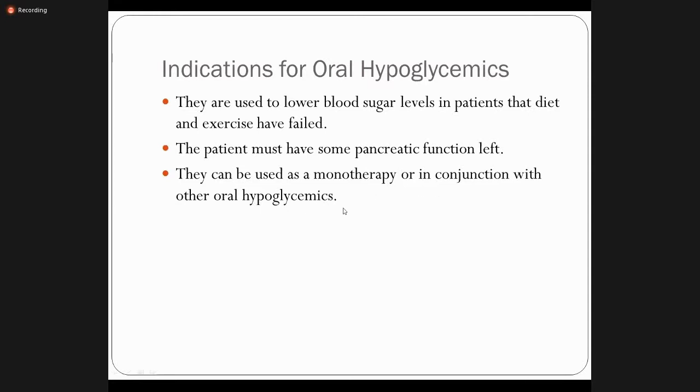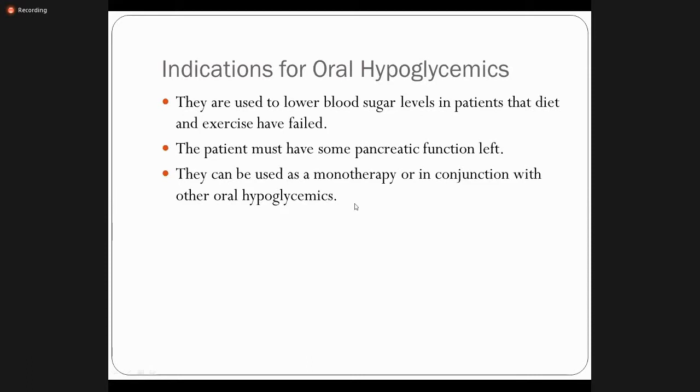In the clinical setup, we start therapy with a single drug from the group, and generally the group that we recommend or prefer is the biguanide group. The example is metformin. But if the glucose level is not controlled, we can add another group.